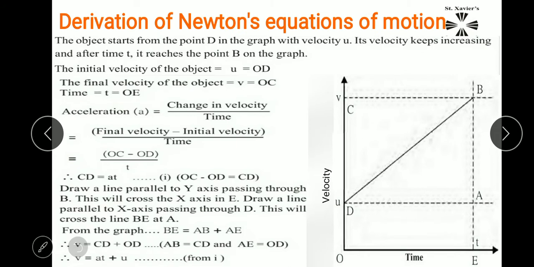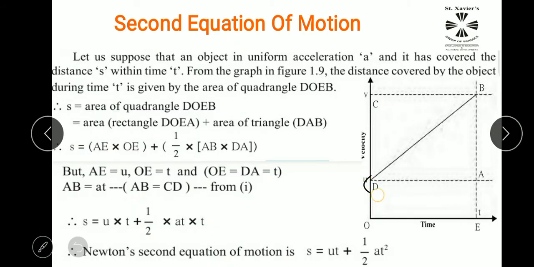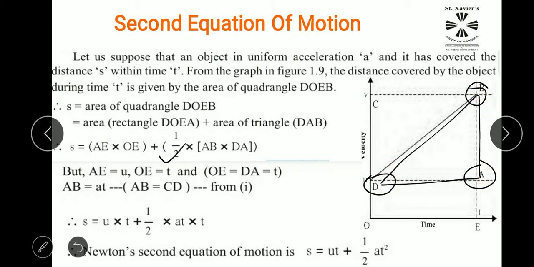Let us continue, students. Here, area of DAB. When you calculate the area of DAB, it is half base into height. The base is AD, and the height is AB. So half base into height.